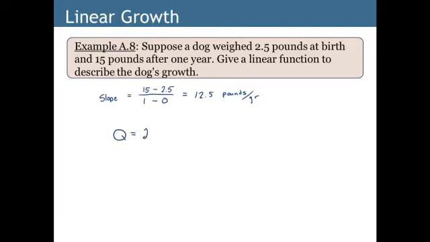So give a linear function to describe the dog's growth. Well, it started initially at 2.5. I found my rate or slope is 12.5 t. And then what's t? Pounds per year, so t is in years. Now, of course, this equation is not very accurate because this implies that the dog just keeps getting bigger and bigger and bigger, which we know that doesn't happen when a dog gets a couple years old. It's pretty much as big as it's going to get. So it's kind of linear growth, but you know, these things don't always fit perfectly with reality.